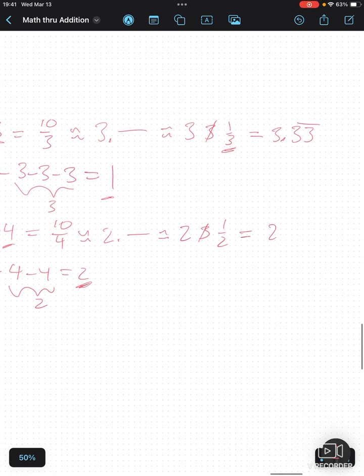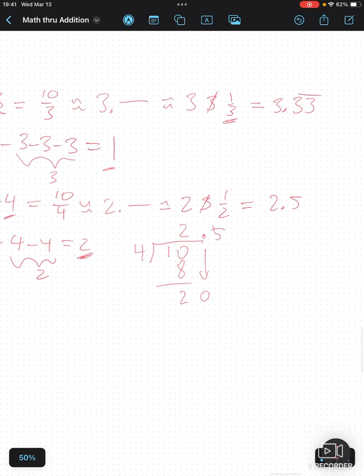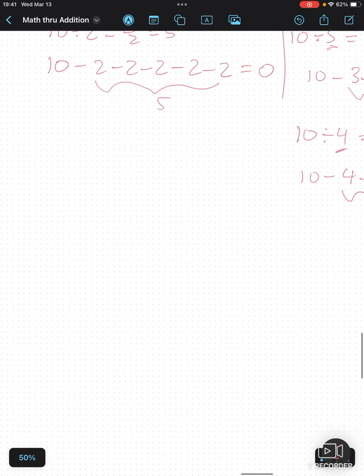1/2 is equal to 2.5, which we can show by long division: 4 goes into 10 how many times? 2 times, of course. This is 8. We have a remainder of 2. Bring down 0. 4 goes into 20 5 times. So we see it is 2.5.